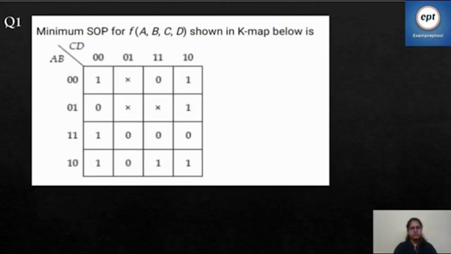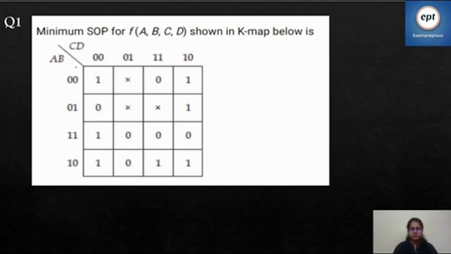Okay, so you can see the minimum SOP, meaning sum of product, for function A, B, C, D shown in the K-map below. So what do we have to take out? We have to take out the minimum terms out of this K-map. The K-map is given to us.